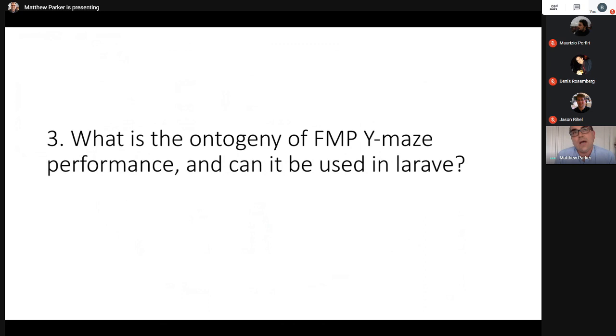If we could do it in larvae, it would be great in terms of increasing the throughput, but also in terms of the three R's, in terms of reducing the use of adult zebrafish. We could potentially have a situation, if we could use larvae, where we wouldn't need to use adult zebrafish. So this was really important, and I think we decided quite early on that we wanted to have a look into the use of larvae for this.